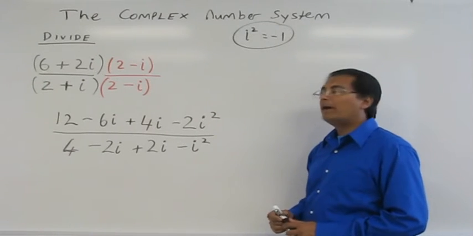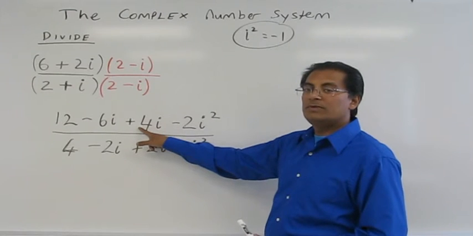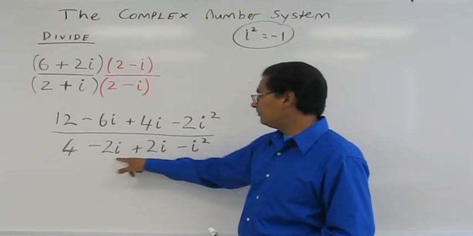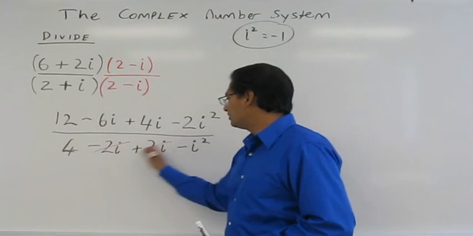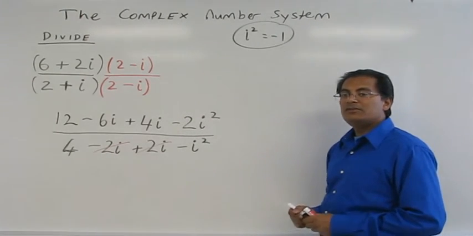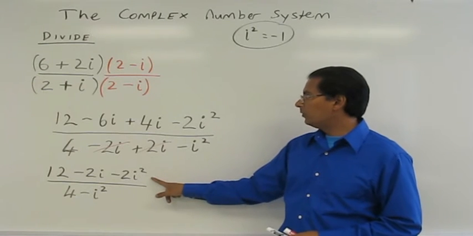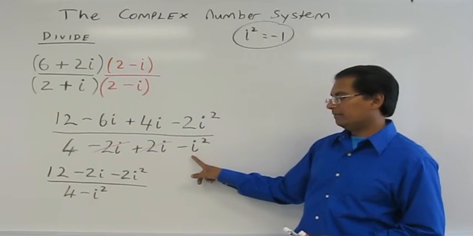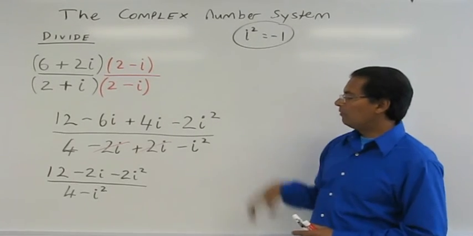And now we have to combine like terms. Here we have a negative 6 plus 4, which will give me a negative 2. And here we have a negative 2i plus 2i, which will cancel out, which is a good thing. So the simplified version is 12 minus 2i minus 2i squared, and then 4 minus i squared. Now, remember, i squared is negative 1.